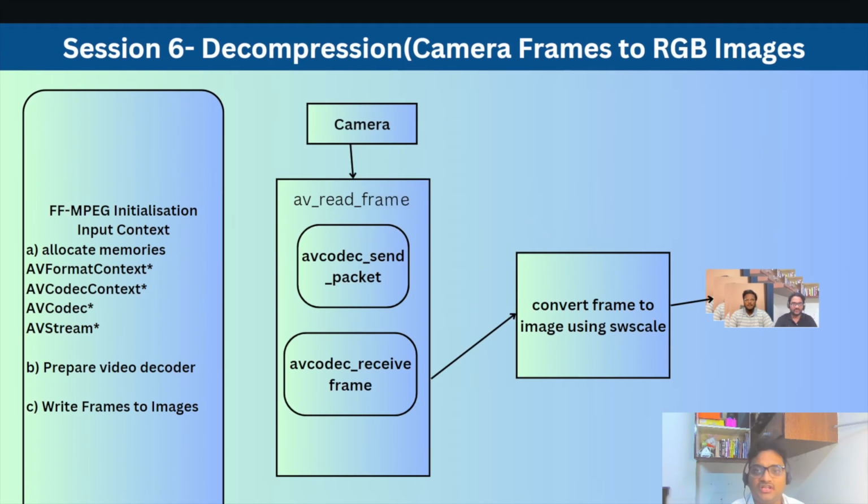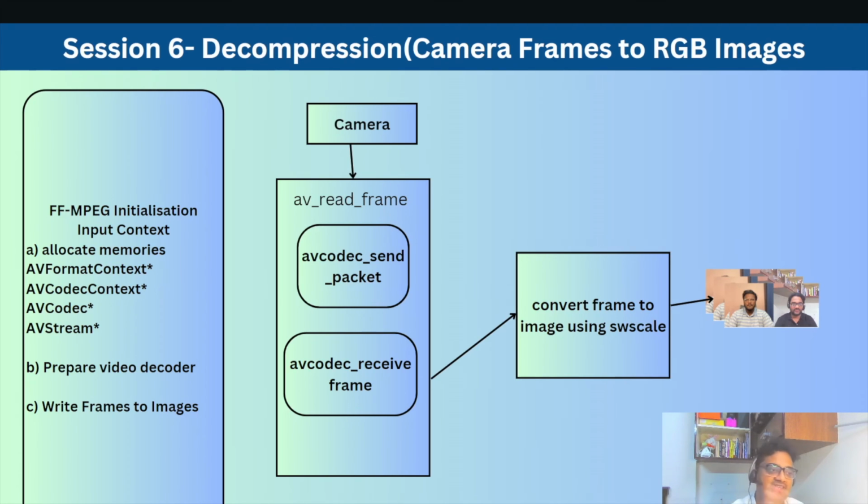And here you need only the input context, because the input is the camera and the output is an image. If it is an image, you don't need to mention any context, because you are just writing into a file. If you're writing into a file or an image file, you don't need any context. But if you're writing into an MP4 file, you need a context. And if you're reading from an MP4 file, or reading data from the camera, you need an input context.